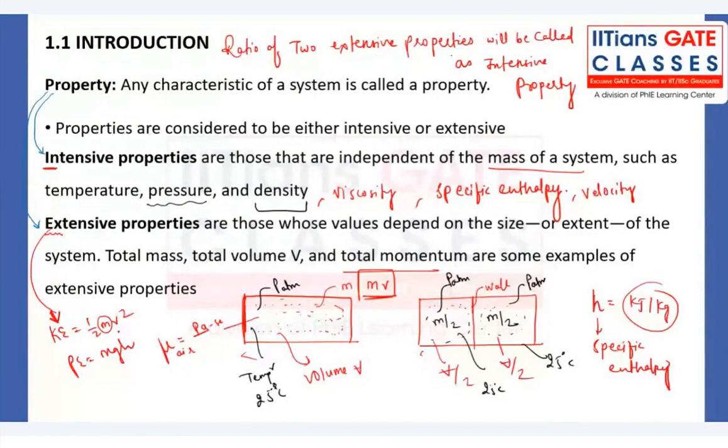See the point function. The point functions are properties, but they can be intensive, and they can be extensive also. Getting my point? What is the meaning of point function? It does not depend on the path, right? But heat and work depend on the path. So those are path functions, not point functions, right? Point functions are the properties, but they can be intensive or extensive. Is that clear? Getting my point?